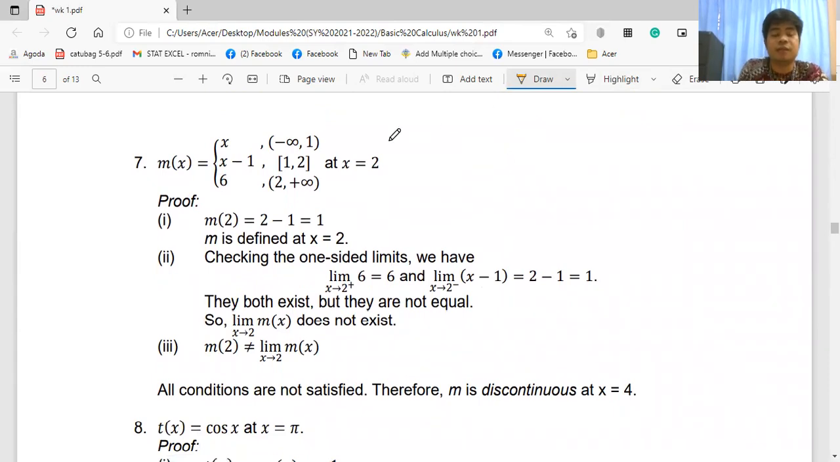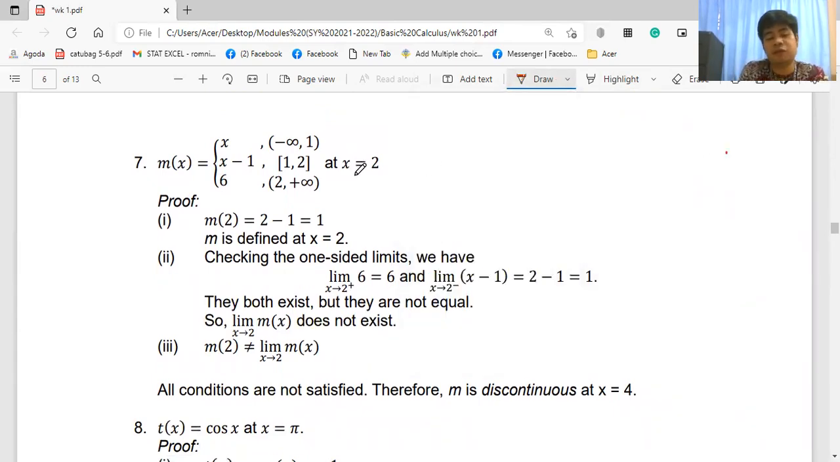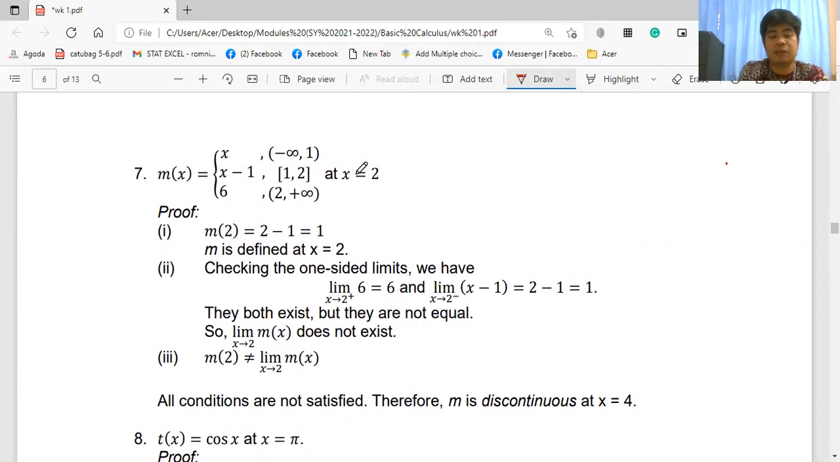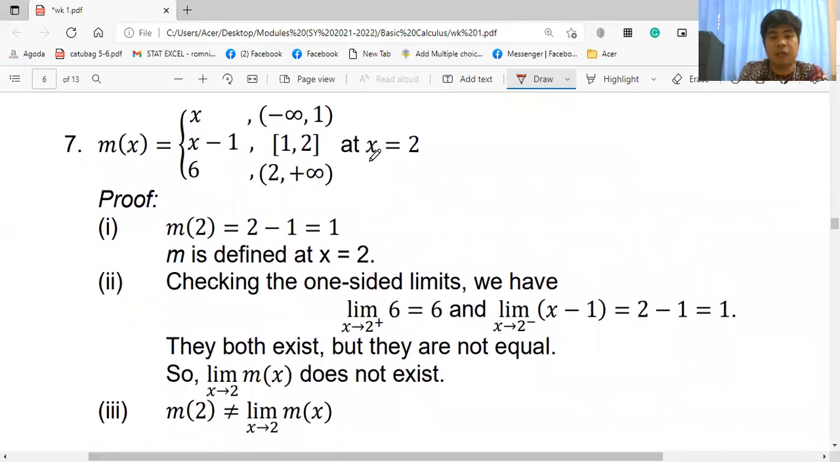Okay, let's have the next, the piecewise function. On the piecewise function, you have to be very conscious of the domain, the subdomain of each subfunction. We're going to prove if function m is continuous at x equal to 2. Now we can evaluate m of 2. 2 is here, so we use x minus 1 as the function. Substitute x equal to 2, so we have 2 minus 1 is 1. So m is defined at x equal to 2.